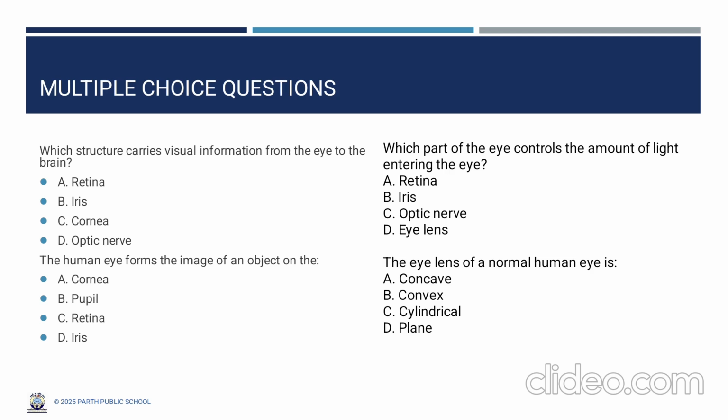The eye lens of a normal human eye, the lens which we have in our eyes, is made up of which kind of lens? The correct answer for this question is the convex lens, the converging lens, right?